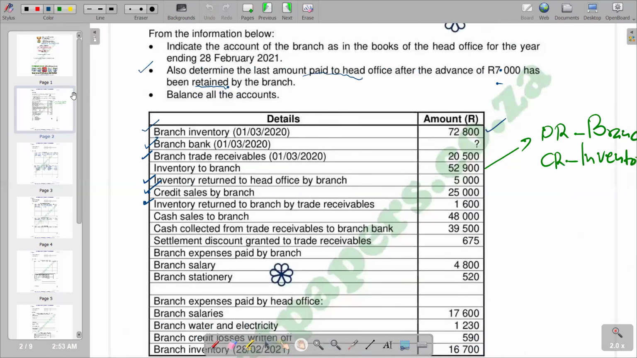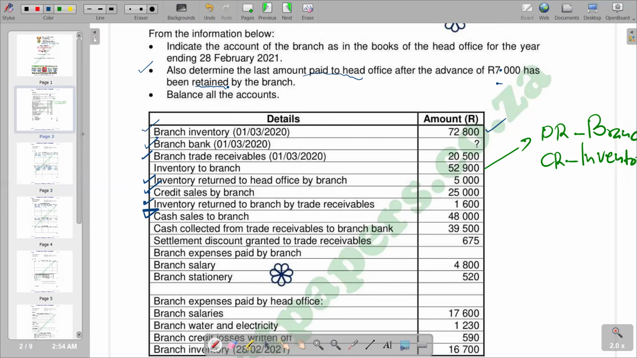We go to the next one, which is now cash collected to branch bank. So this is where we are now. So in other words, the trade receivables are paying their money. Remember, we sold goods on credit to the trade receivables. Now they are paying the amount. So obviously, branch bank is involved. It's receiving. So they debit the bank with 39,500, and then we credit the branch trade receivables.